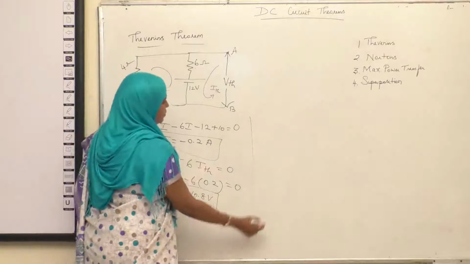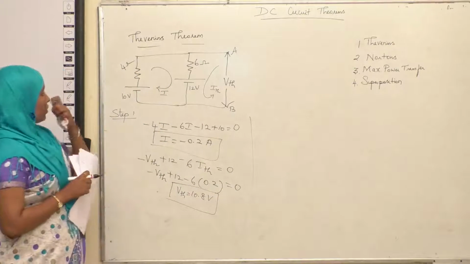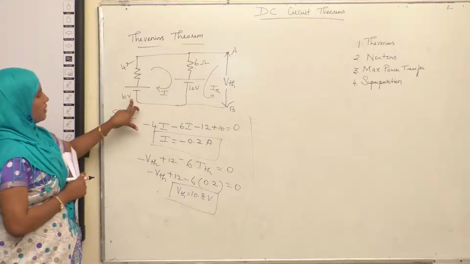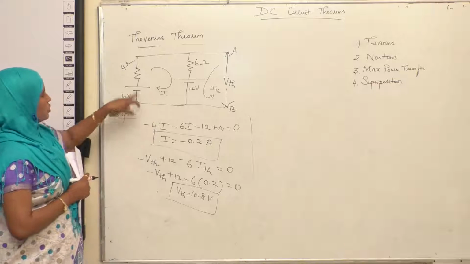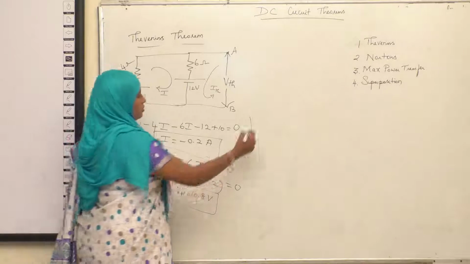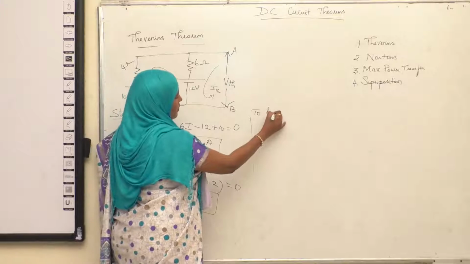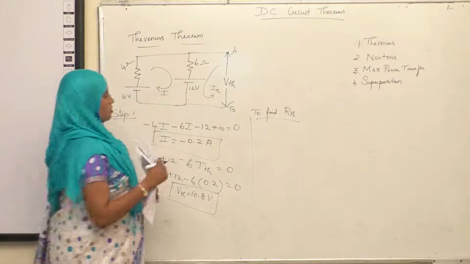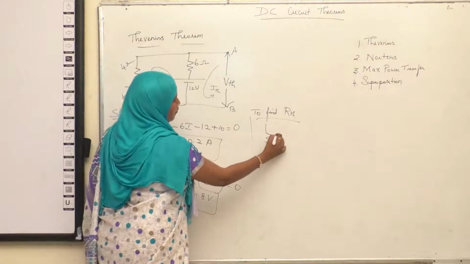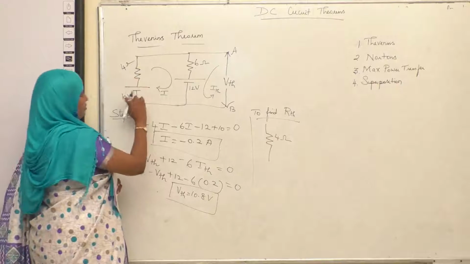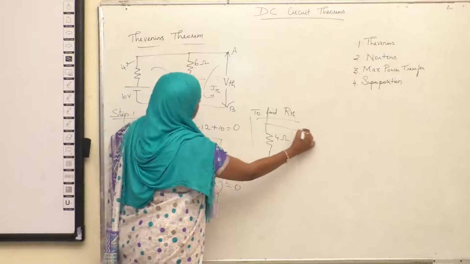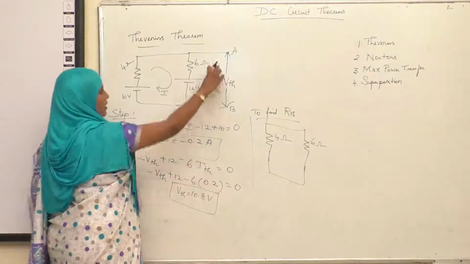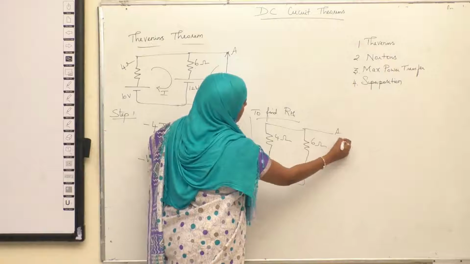Now your second step is to find RTH. As I told, RTH can be found out by killing the sources. Here two sources are available, both are voltage sources. So you just make them short. To find RTH, you have to make the voltage sources short circuit. So just keep this 4 ohm as such, this one is short, and this 6 ohm. And in this place, you have to write RTH.